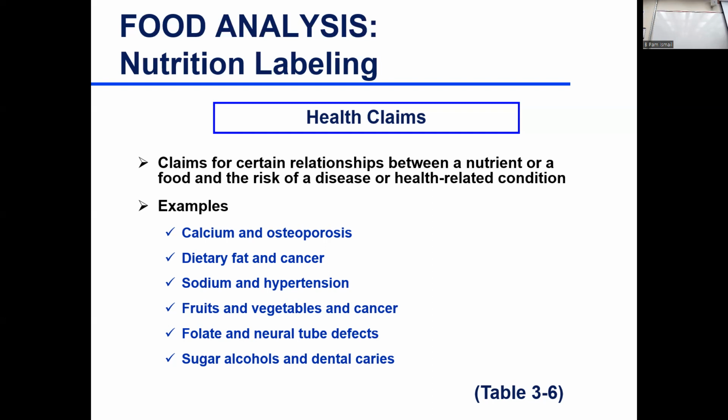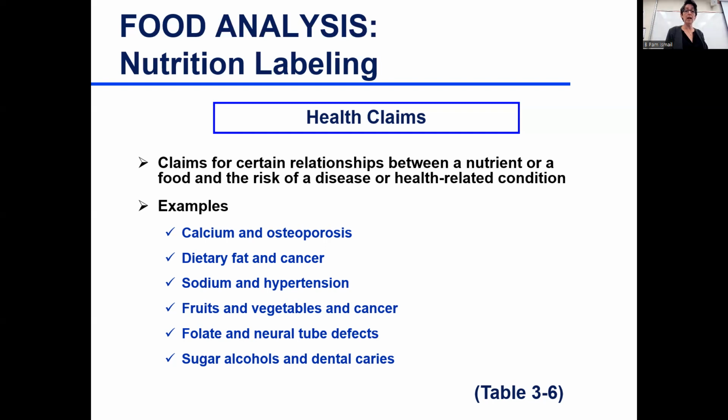Dietary fat and cancer, fruits and vegetables and cancer, especially related to the presence of dietary fiber, sodium and hypertension, folate and neural tube defects, sugar alcohols and dental caries. So these are just a few. There are many others, like 25 grams of soy protein a day prevents heart disease. It got contested for a little bit, and then it was not removed. That's one example. It wasn't removed as a claim.